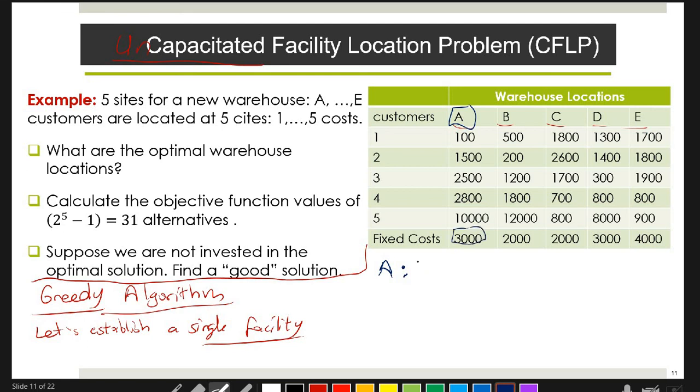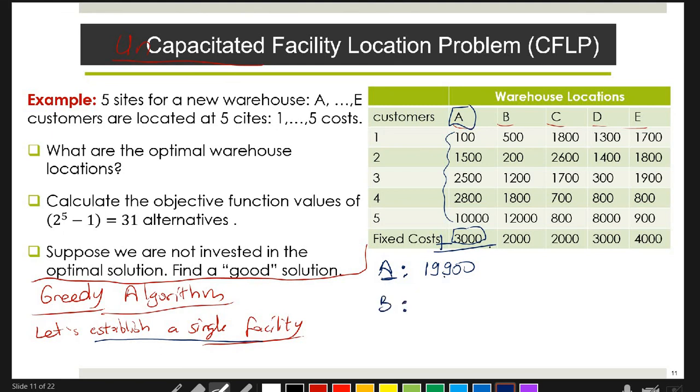It will be 3,000, because we established that one. This is the fixed cost. Plus, it will be the cost of serving all these customers from A. So it will be the cost, sum of all these costs, if you only establish A, right? And what is that total cost? 3,000 plus 100 plus 1,500, 2,500, and etc. And if you add up them, it will be $19,900. This is the solution if you establish just a single facility, and if it is A, only establish A.